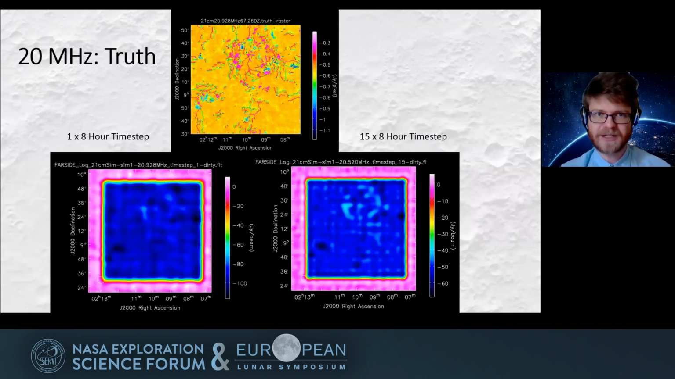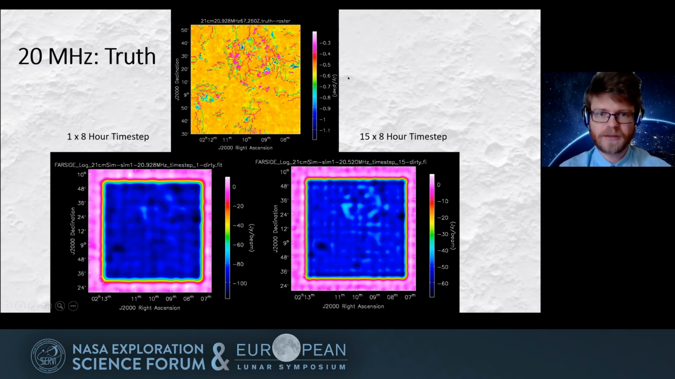So here's a side-by-side at 20 megahertz, just showing that you can improve the image fidelity and your signal to noise by doing this integration, and we can simulate that effect. And you can see that the color scales are a little off, but definitely the 15 time step recovered image matches the input truth by eye even, just a bit better than the single 8-hour snapshot.